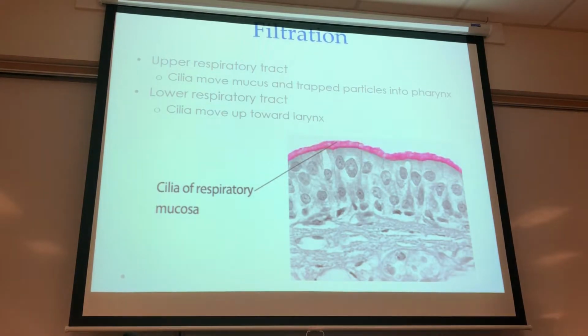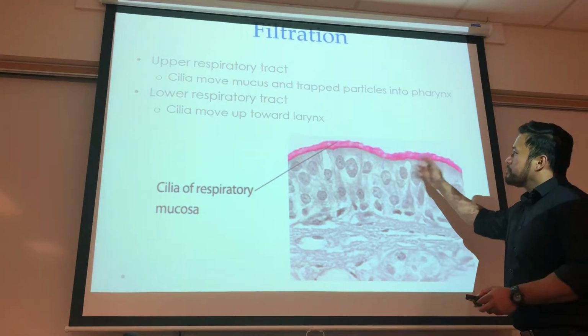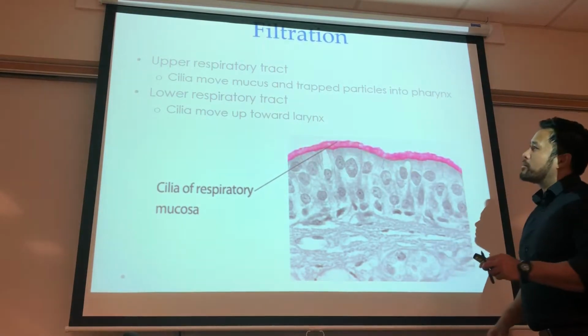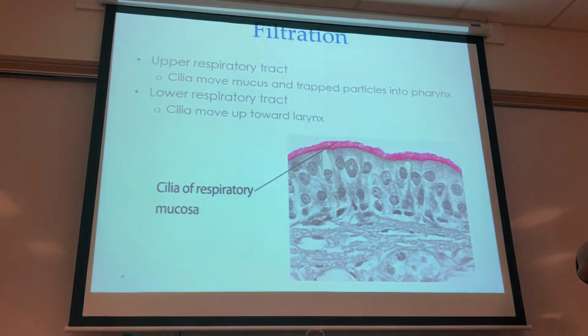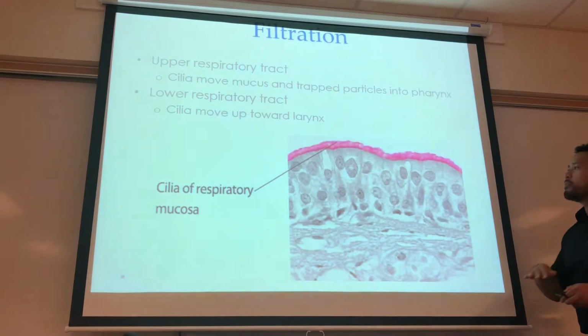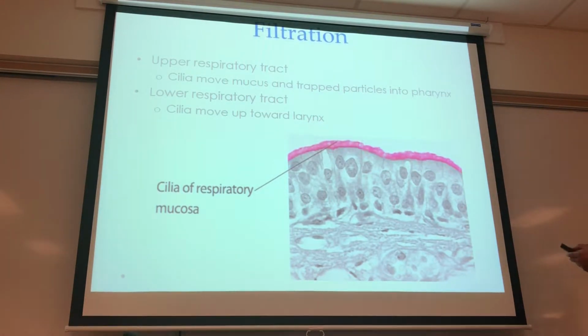And so the cilia in the upper respiratory tract help trap the particles into the pharynx, and then in the lower respiratory tract, move it upwards towards the larynx so that we can essentially cough and swallow it down to make sure that it doesn't make its way down the trachea, into the bronchioles, into the lungs itself. So this is our way of doing it.